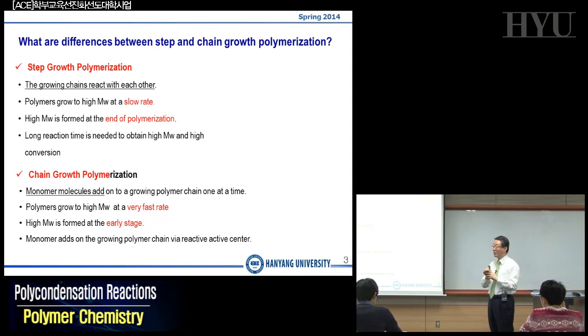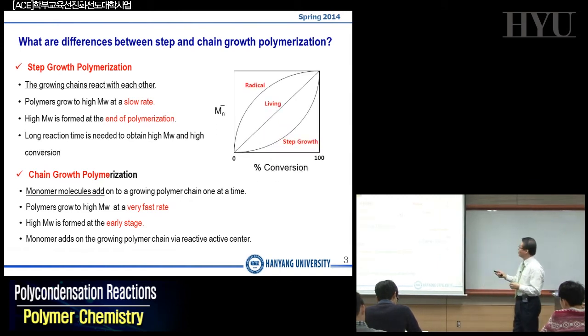whereas in the case of chain-growth polymerization reactions, monomer molecules are just like a chain or just like a Lego. Okay, the monomer will hit the other monomer and so on. So the molecular weight will be increasing very fast at the beginning, and the reaction rate is very fast. So high molecular weight component is found at the early stages or at the initial stages.